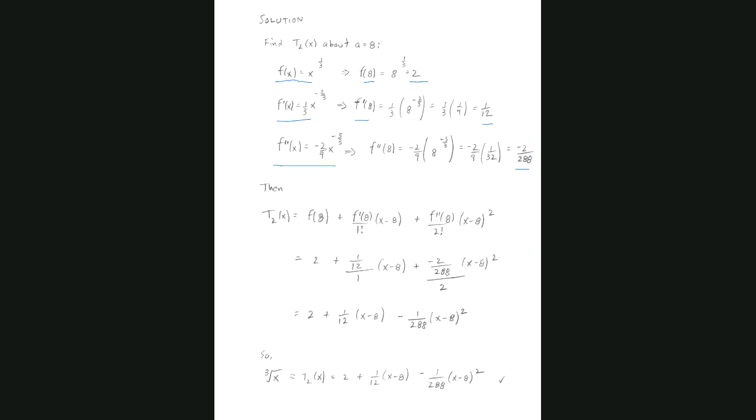So what you do now is you construct your second degree Taylor polynomial. And we call it T sub 2. T is for Taylor, and the sub 2 there is for the degree of the polynomial. So now that we know the values of the derivatives about a equals 8, we just apply the Taylor series formula, but only with the first 3 terms. We stop there because it's a second degree Taylor polynomial.